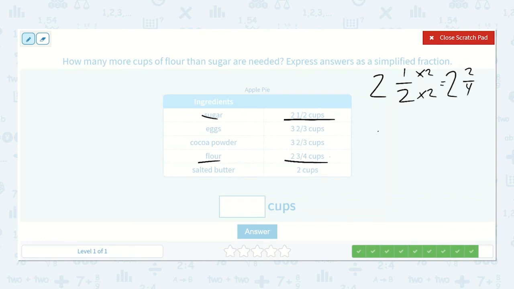So now we can write it as 2 3/4 for the flour minus 2 2/4 for the sugar. So we have 3/4 minus 2/4 is 1/4. 2 minus 2 is 0. So our answer is just 1/4.